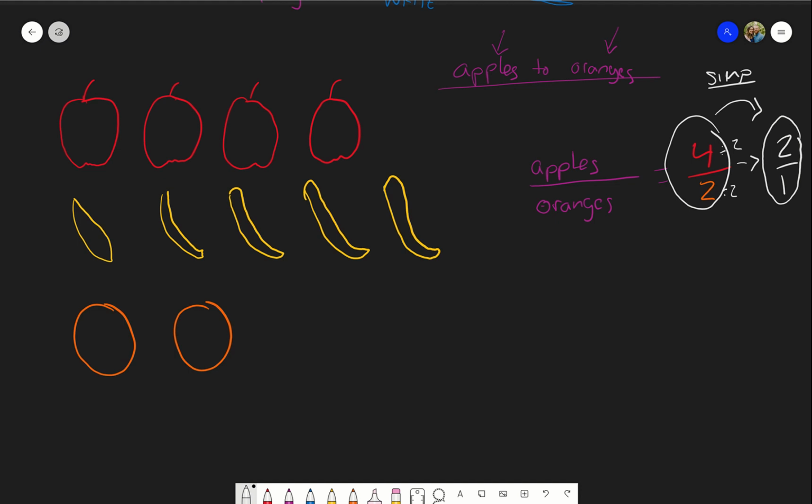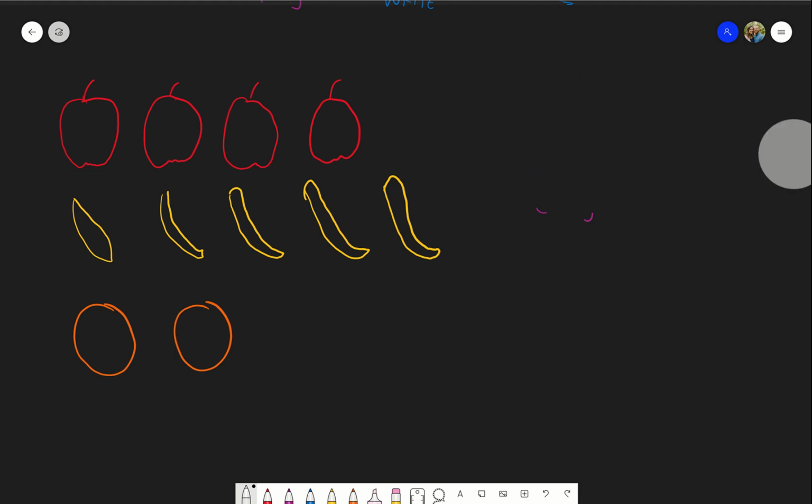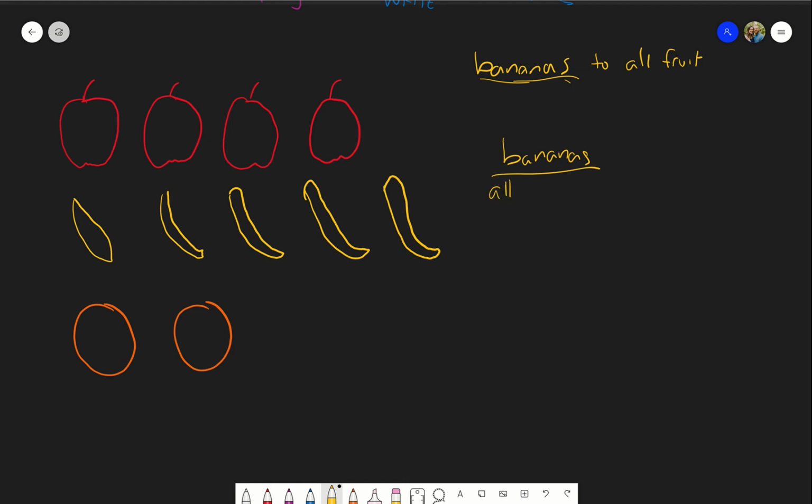All right, what if I said, I don't want this anymore. What if I said I want the ratio of bananas to all fruit? How many bananas are there in comparison to all of the fruit? So I'm going to write this again. First unit goes on top, and then all fruit goes on bottom.